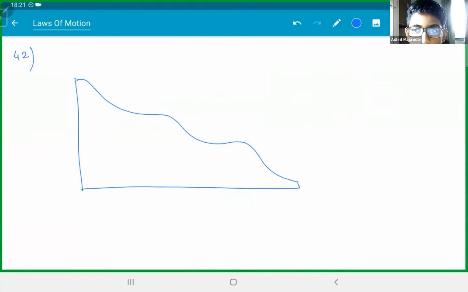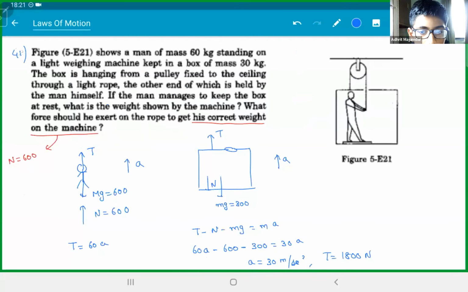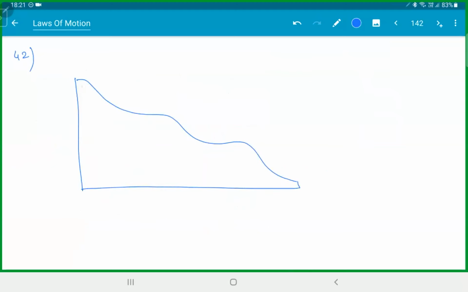Sir, can you show the previous page? Okay, sir. So we have an incline like this.